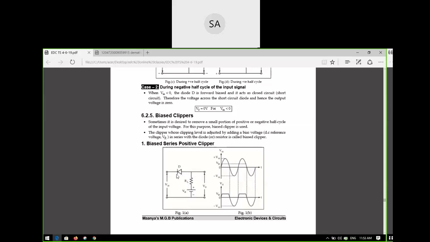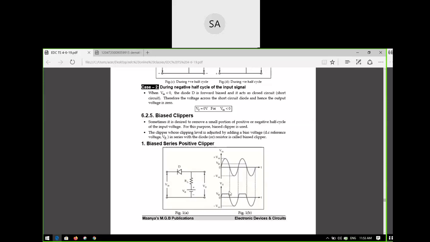VN is higher, so the cathode is higher and the anode is lesser. So what will happen to this circuit? Reverse biased, sir. So in reverse bias, this is open circuited. Open circuited means the current flowing in this circuit is 0. So what is happening to the output voltage? Above the reference voltage, it is 0.